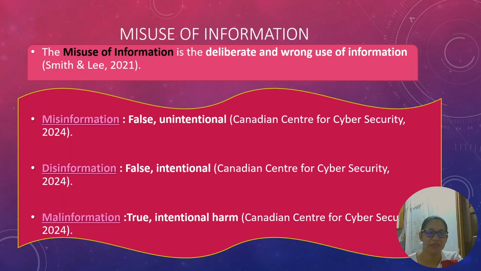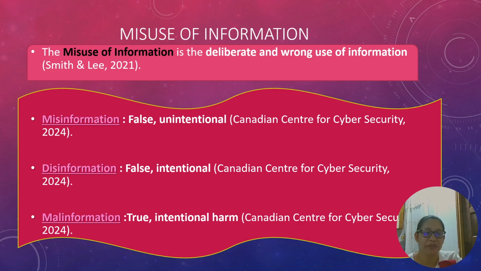Now, what is the misuse of information? Well, it's the deliberate and wrong use of information, according to Smith and Lee, with the specific aim to mislead, lead astray, or cause material harm. It's not a mistake or some typographical error. It's a planned twisting of truth with the intention for a bad end result.